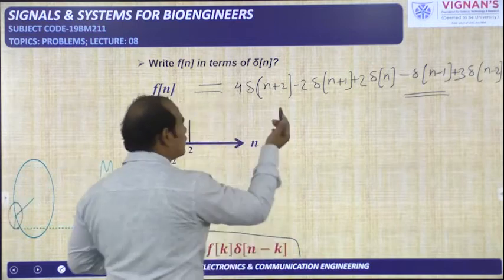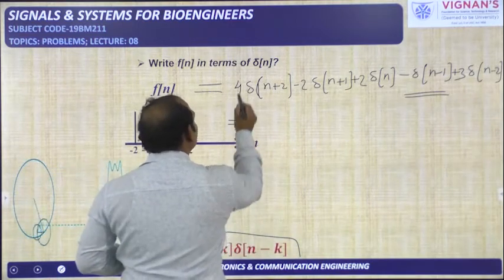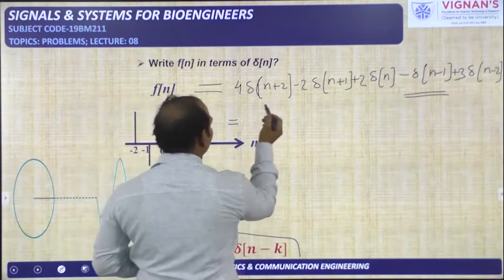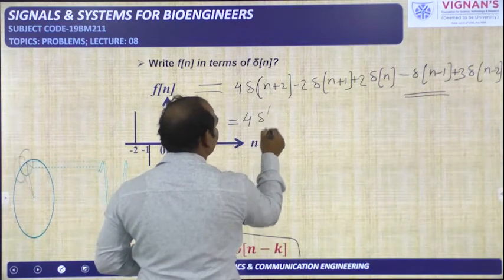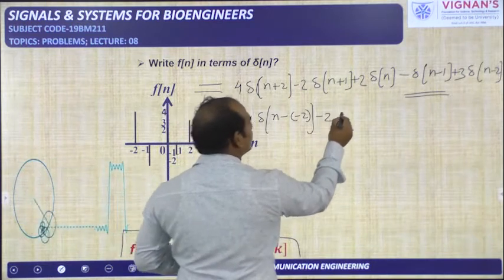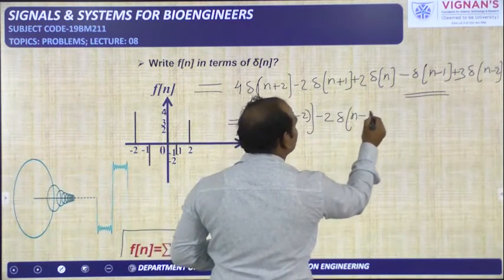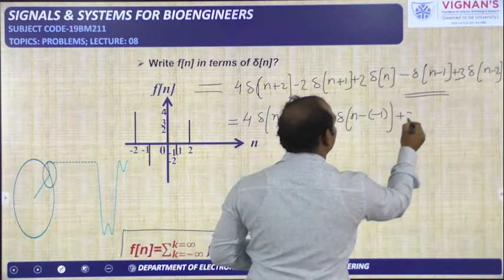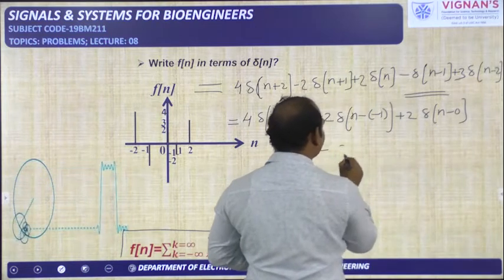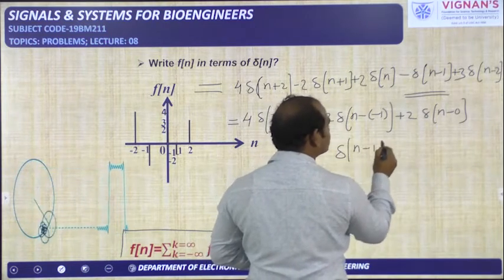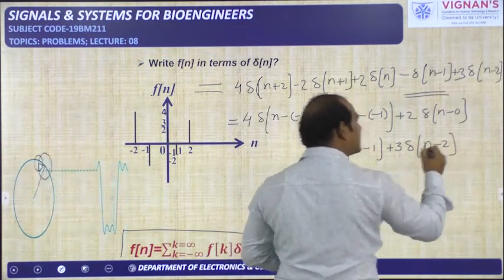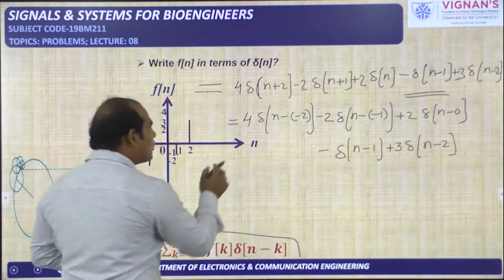Okay. Next, before going for the final equation, how to write this 4? Or I will write that one later. So 4 into del of, I can write here, n minus of -2, del of n minus of -1, plus 2 into del of n minus 0. Next from here minus del of n minus 1 plus 3 into del of n minus 2, like this I have written.